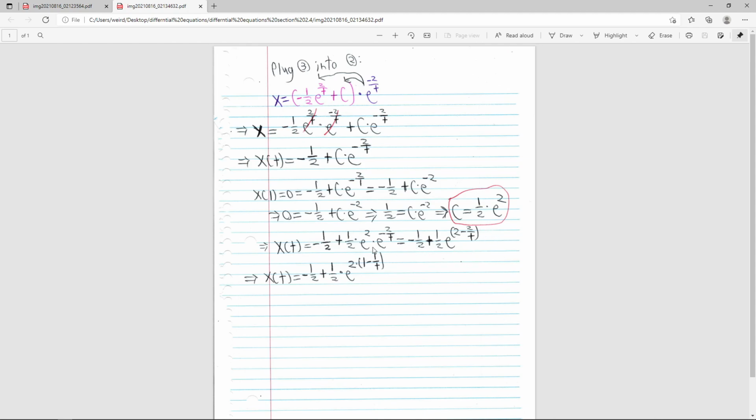So it's negative 1/2 plus 1/2 e to the 2 minus 2 divided by t. Because when it's multiplied together, you keep the base and add the exponents. So 2 plus negative 2 divided by t is just 2 minus 2 divided by t, all raised by the e. And you can further do that by dividing out a 2. So it's 2 times the expression 1 minus 1 divided by t here. And that's all.